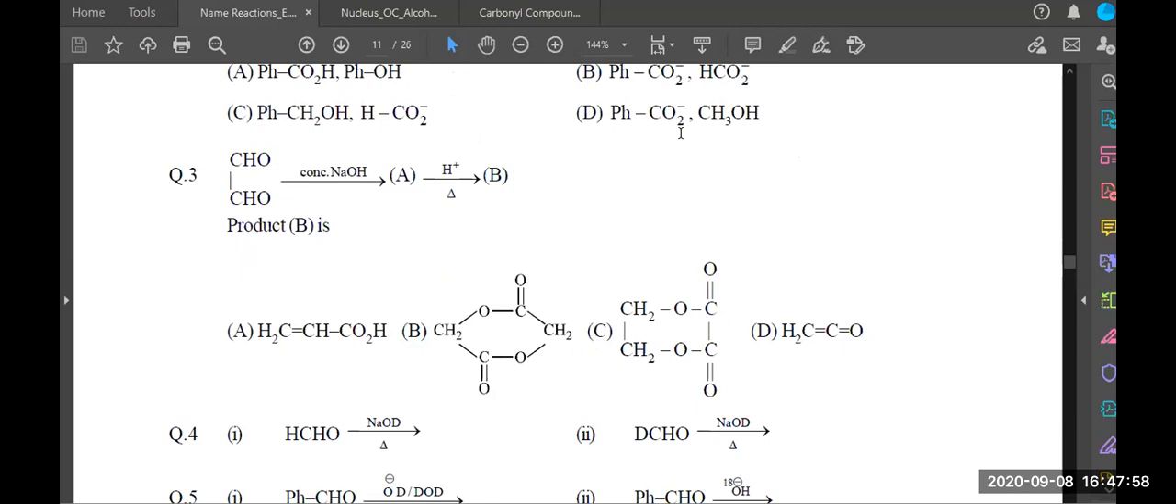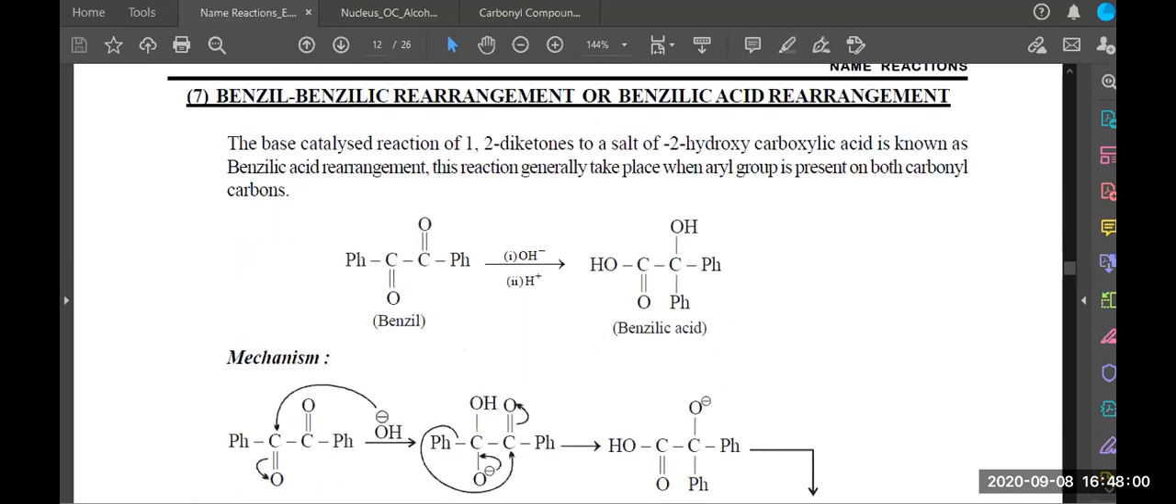Okay, next is also quite a famous reaction. In aromatic compounds, you will usually study this. This is called the benzilic rearrangement. Now, we haven't studied many rearrangement reactions, but there are a few rearrangement reactions which are quite famous. Have you studied any rearrangement reaction till now? Tell me, because till now what we have studied was condensation reactions.